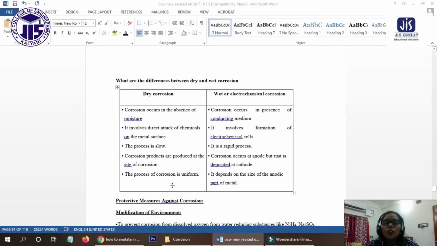The process of corrosion is uniform for dry corrosion, and for wet or electrochemical corrosion, it depends on the size of the anodic part of the metal. So these are some of the differences between dry corrosion and wet or electrochemical corrosion.